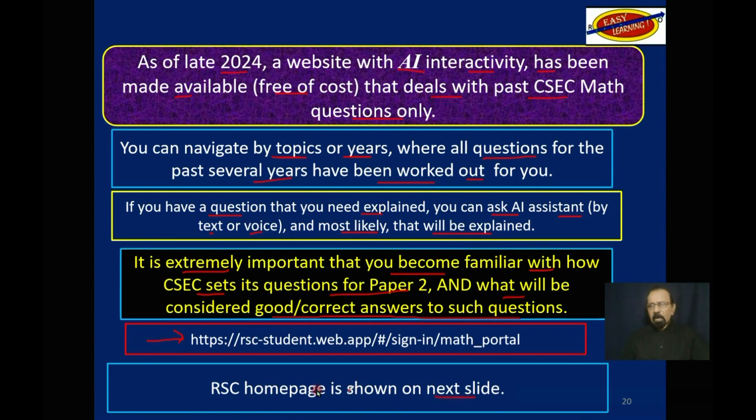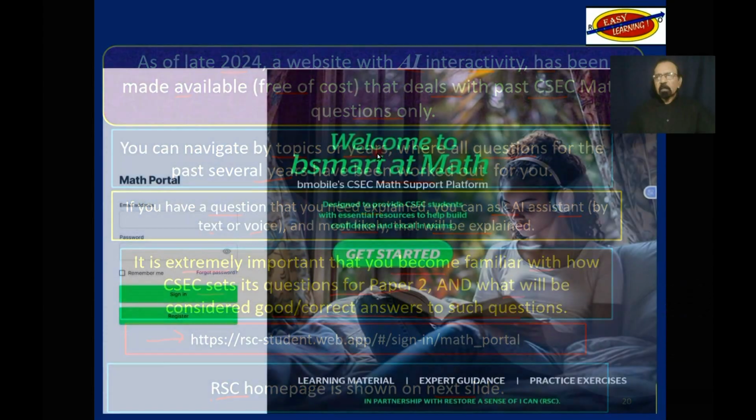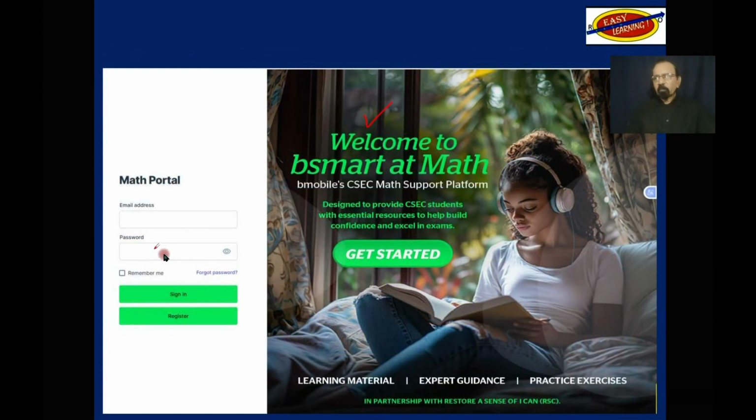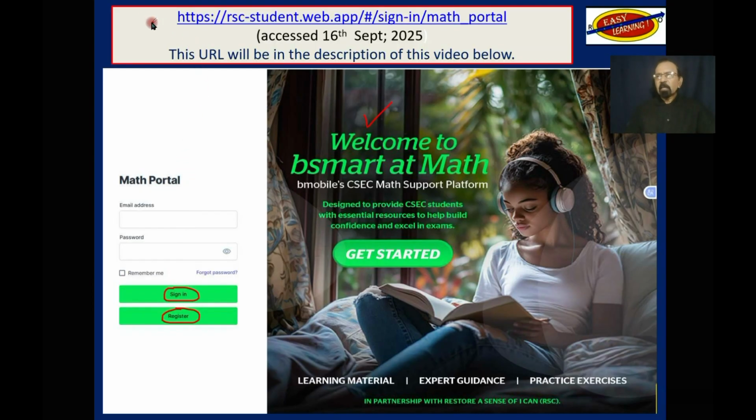On the next slide, I will show you what the home page for that website looks like. This is the home page. You will have to register first, and subsequent to that, sign in. This is that URL again. I will include that URL in the description of this video below, so you can easily click on it and be redirected to this website.